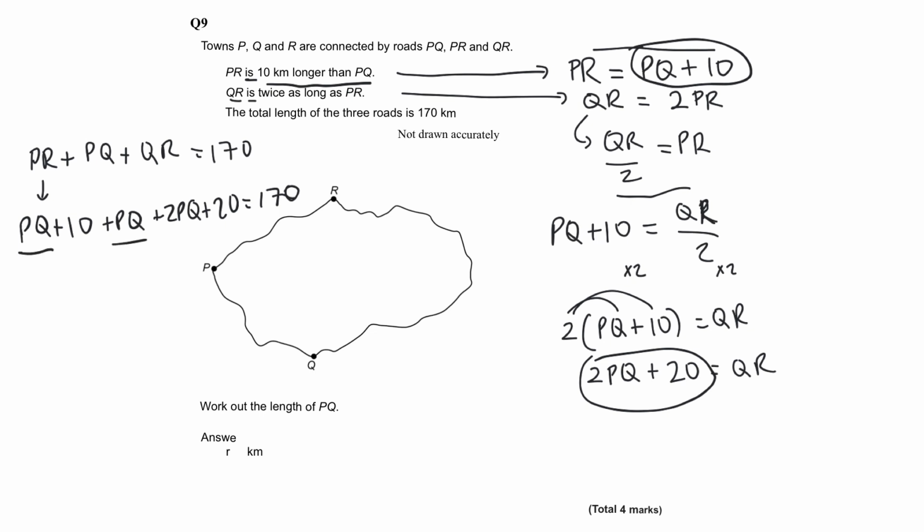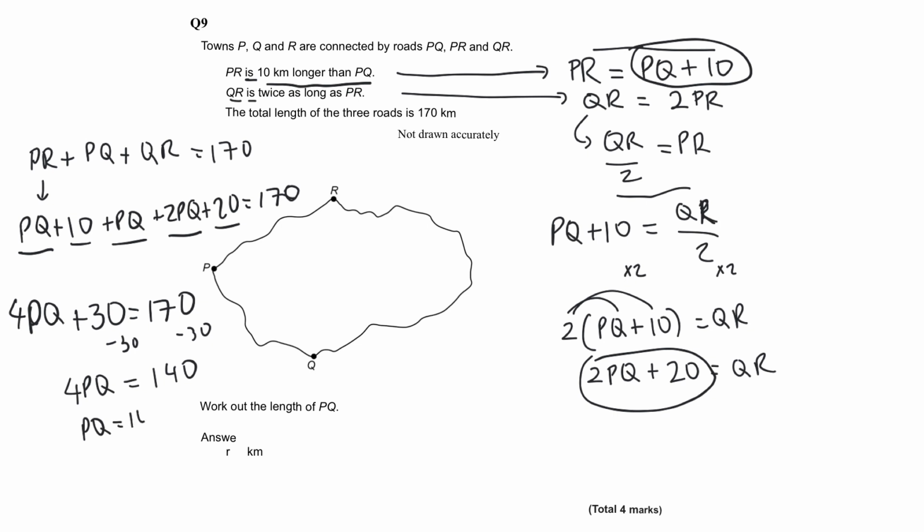So I've got PQ plus 2PQ, which would be 4PQ. Then I've got 10 plus 20, which is 30. So add that, that's equal to 170. Take away 30 on both sides. So that 4PQ would be equal to 140. Then PQ would be equal to 140 divided by 4, which in your calculator or manually would give you an answer of 35.